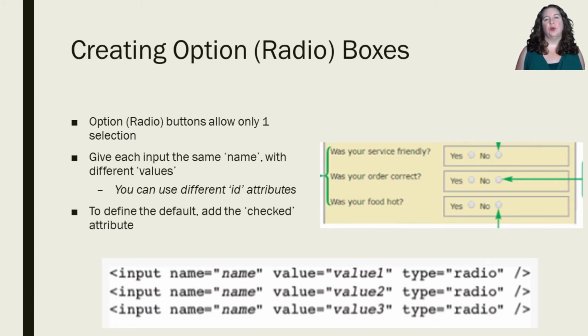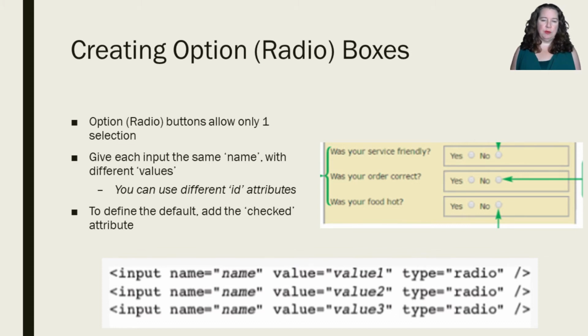Next, we're going to do our radio boxes, and we call these option boxes or option buttons because they give us the choice between a yes and a no, a true and a false. The point is you can only have one of them be selected.